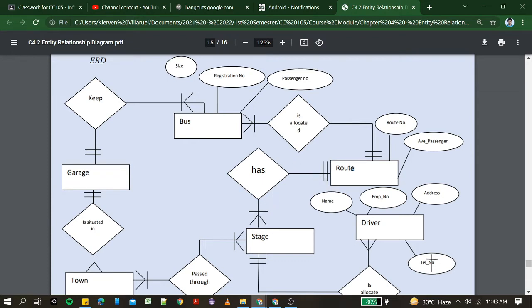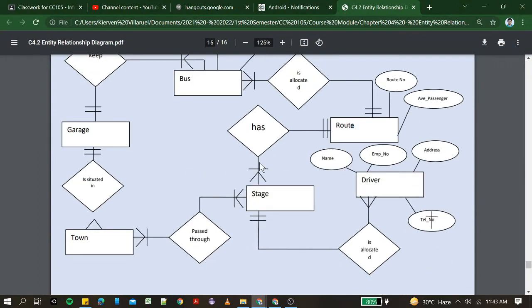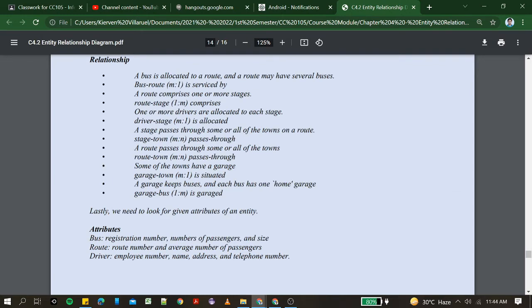Yung pinag-usapan natin, yung isang ruta ay baka pinaghati-hati nila. Stage 1, stage 2, or stage 3. Kung ano man ang real example nun sa real world, yung stage na yun. So, a stage is allocated by one or more driver. Nasaan yung stage at driver? One or more drivers are allocated to each stage.